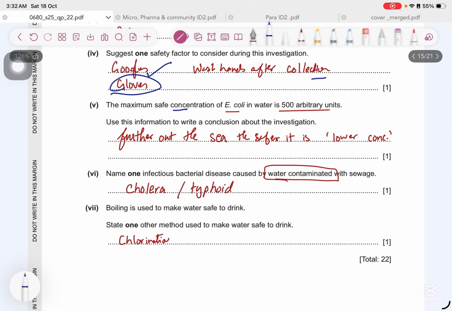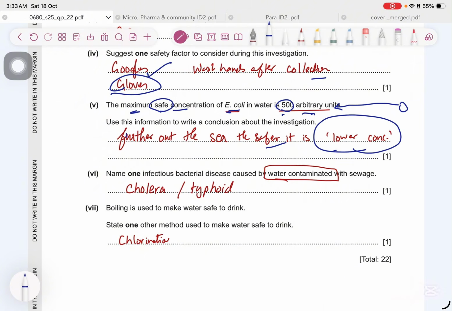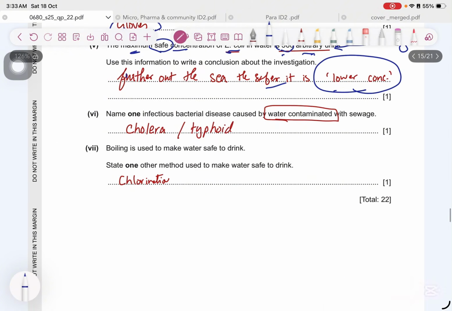The maximum safe concentration of E. coli in water is 500 arbitrary units. Use this information to write a conclusion about the investigation. The maximum safe concentration of E. coli should be 500 arbitrary units. So, further out in the sea, the more we go away from the land, the safer it is due to its lower concentration. Name one infectious disease in water contaminated with sewage: cholera and typhoid.